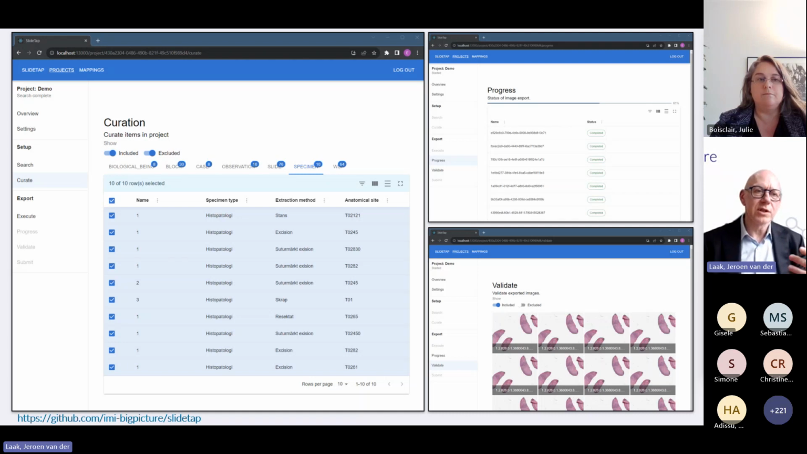It can link to different systems. You have to tailor it a bit for your own local situation, but it can help you to link to your lab management system, to maybe your image management system, and extract data, combine data, and build data sets which then can be used within Bigpicture.